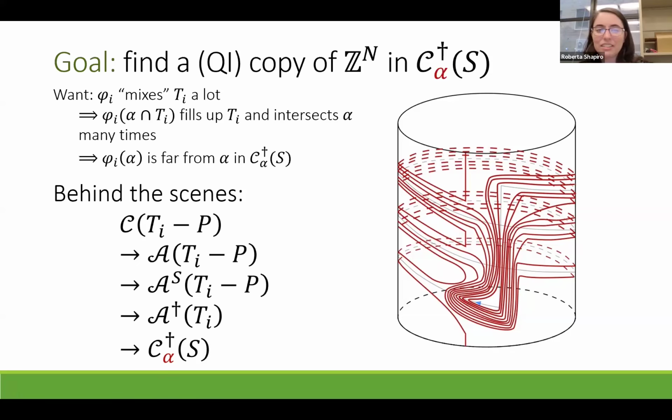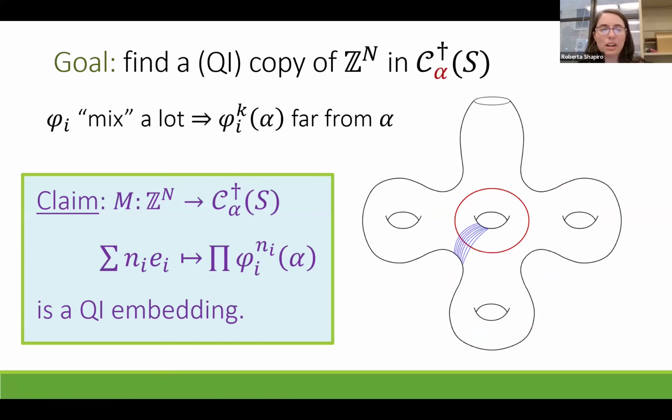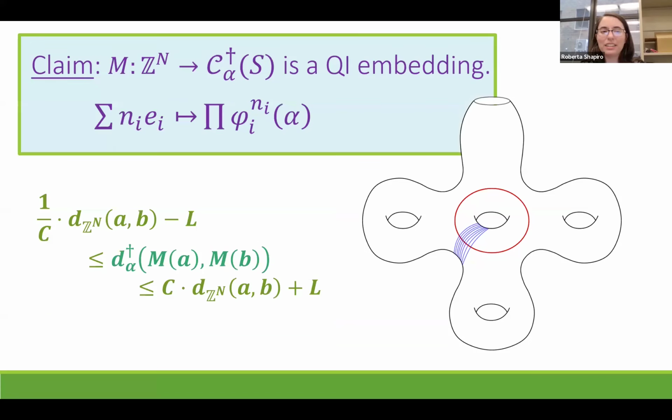Okay. So our actual claim here then is that a map from Z^n to the single isotopy classifying curve graph, given basically just by taking all the coordinates and raising phi to the power of the coordinates, is a QI embedding. Well, to show something is a QI embedding, we need a bunch of inequalities. So something that it's going to end up looking like this.